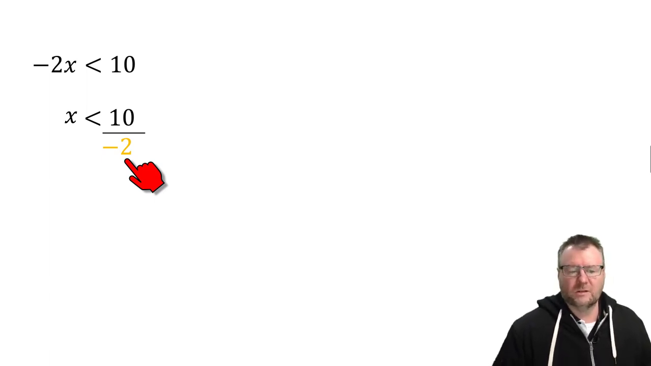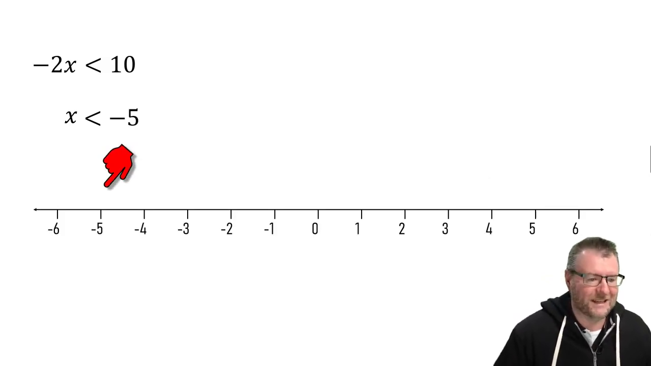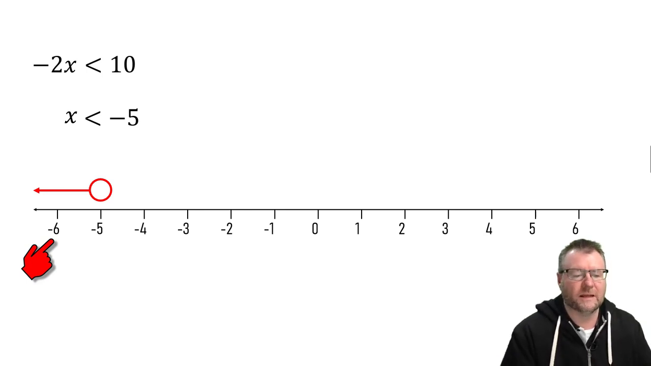All right, so far so good. 10 divided by negative 2, that's pretty straightforward. That gives me negative 5. And now if I plot that onto my number line, it's down here. It's going to be an open circle, and the arrow is going down to the left. That's all from the previous videos that we've done about inequalities. So far, so good, no major dramas.